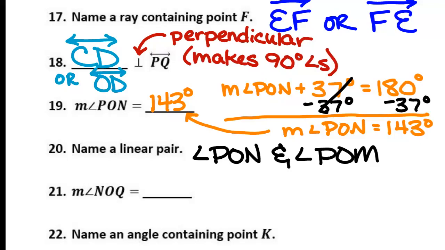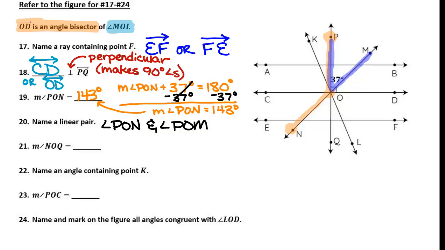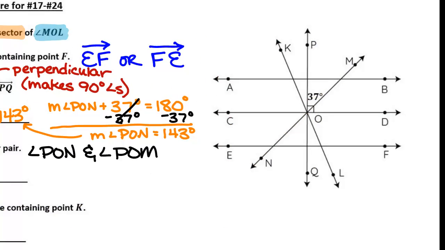As long as O stays in the middle and you have the same 2 letters, they can be flipped around the other way. But the middle letter has to stay in the middle. All right, angle NOQ is the next one that we want. Angle NOQ is this one right down here.